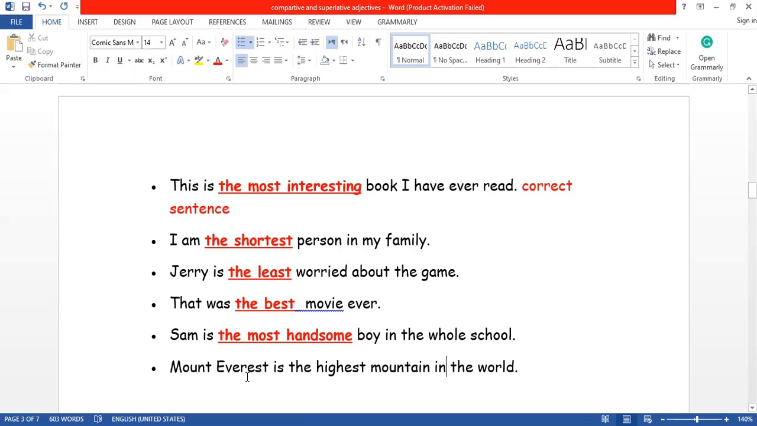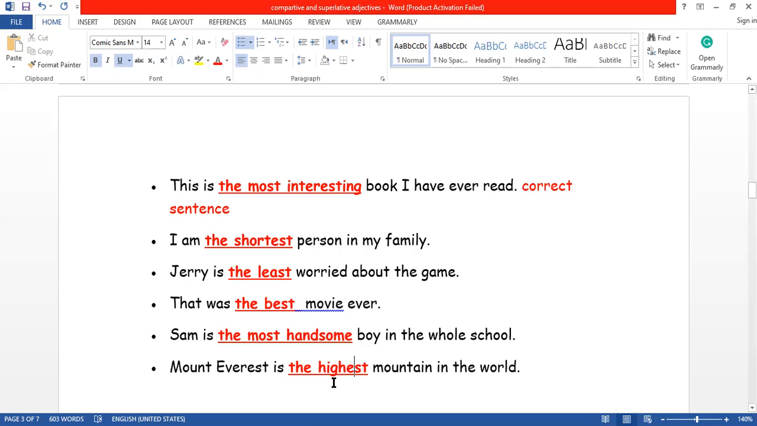Okay, next example. Mount Everest is the highest mountain in the world. The highest. So for a one-syllable adjective, we add what? est at the end of it. It's wrong to say the most high. It's wrong to say the most high because it's what?